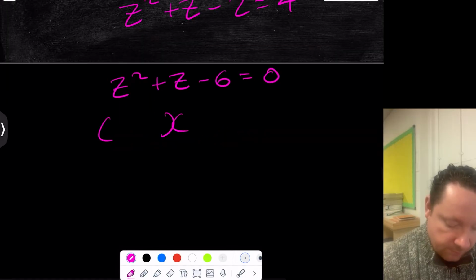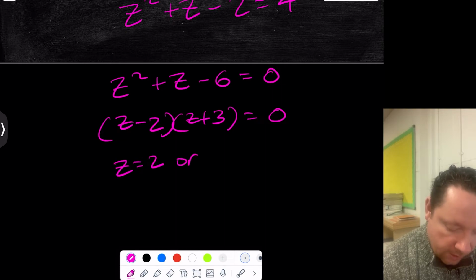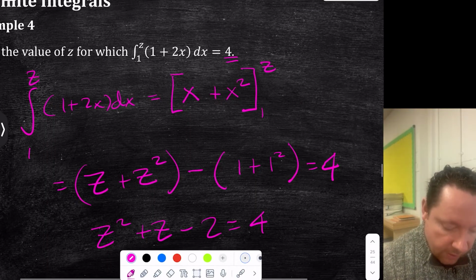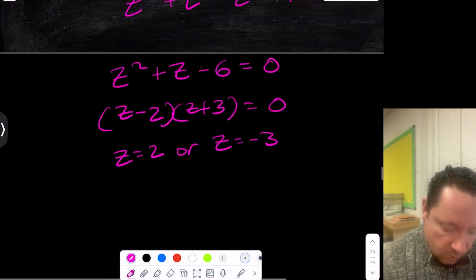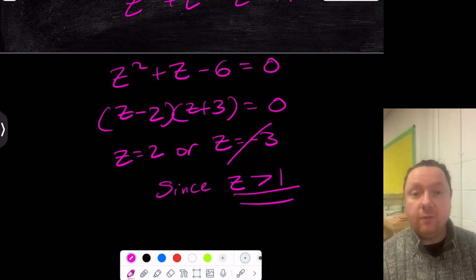Factorising that, z and z, 3 and 2, plus 3 minus 2, so z equals 2 for the first bracket, and z equals minus 3. Check our limits. The limits were between 1 and z, so we can't have that, since z is greater than 1, so z equals 2 is our final answer.